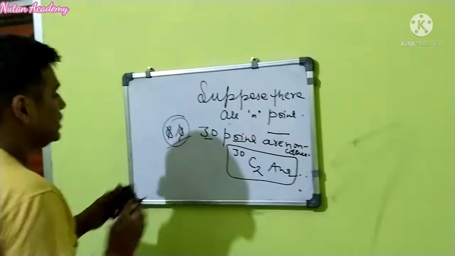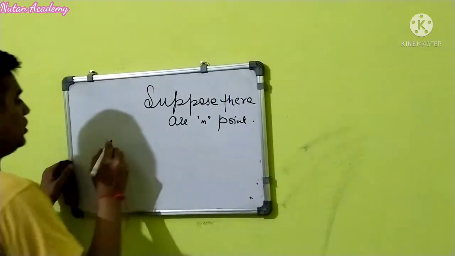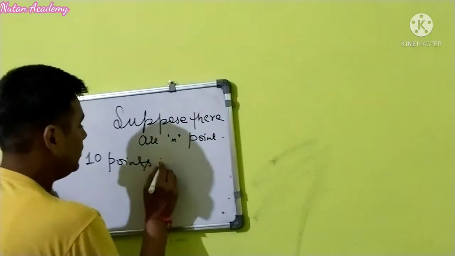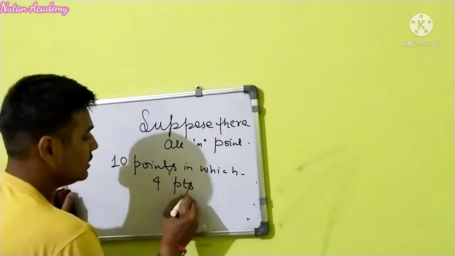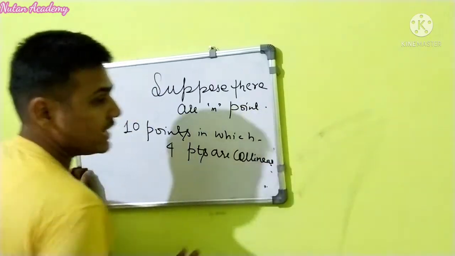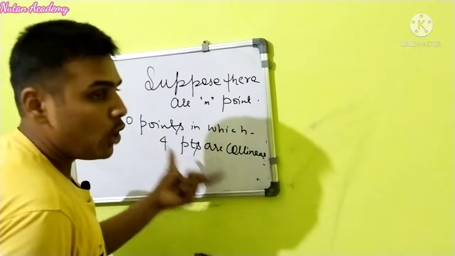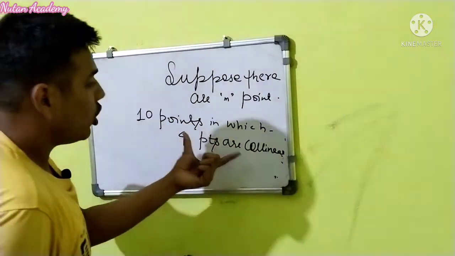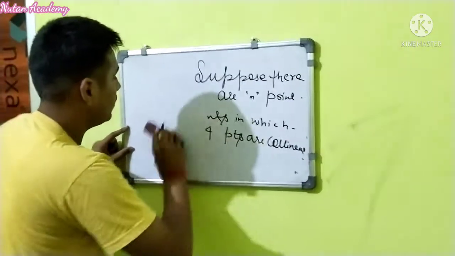In the next condition, if you are given 10 points in which 4 points are collinear, then find out how many straight lines can be drawn. So 10 points in which 4 points are collinear, then how would you calculate the number of straight lines? Suppose that by solving this question, I will first give you one example of collinear. Please look through it.